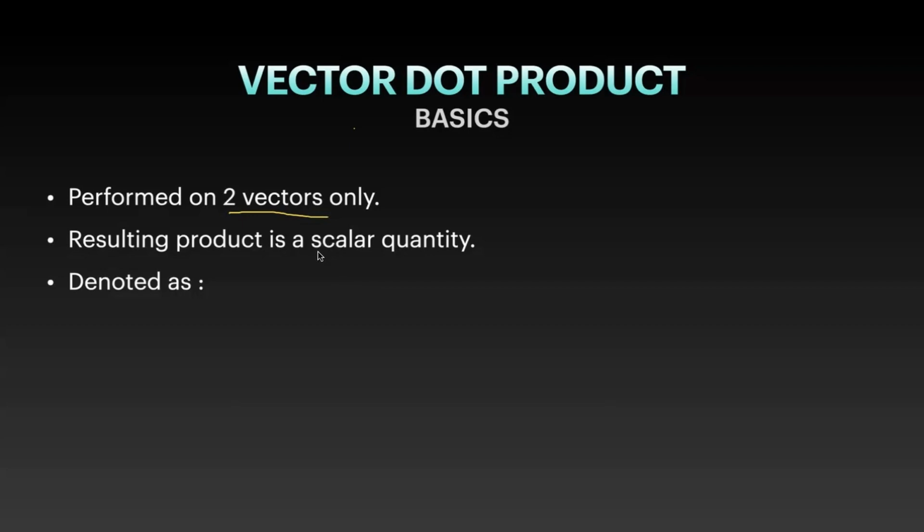Now, the second part is also very, very important. When you perform the product, the resultant you get is a scalar quantity. When you dot two vectors, the resulting product which you get will always be a scalar quantity. This is also very, very important. Now, how is it denoted? Assume you have a vector A and another vector B, and I say A dot B. How do you write it? You write A, dot, and B, and this product will give you a scalar quantity.